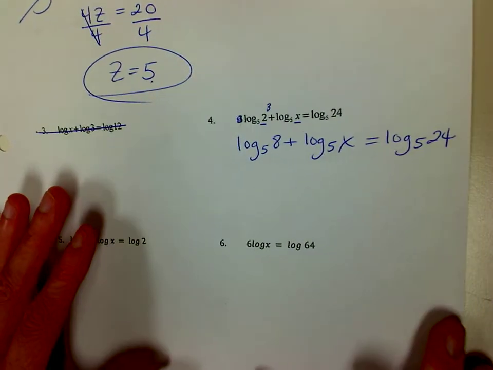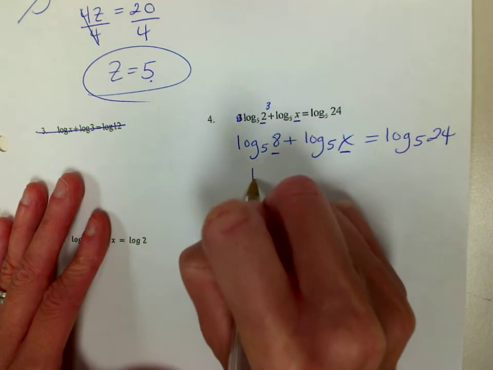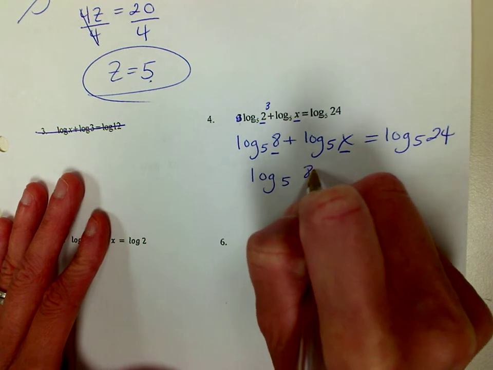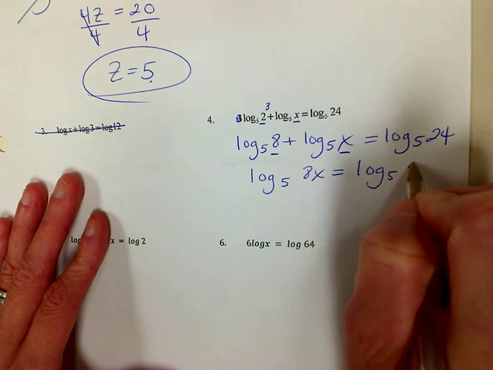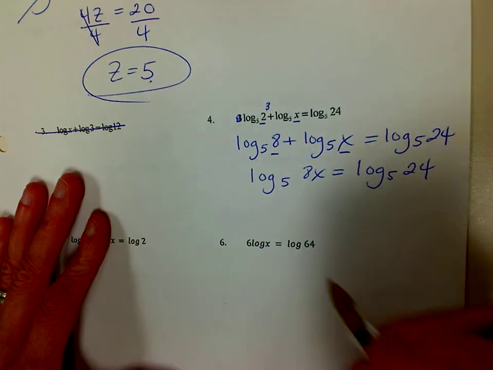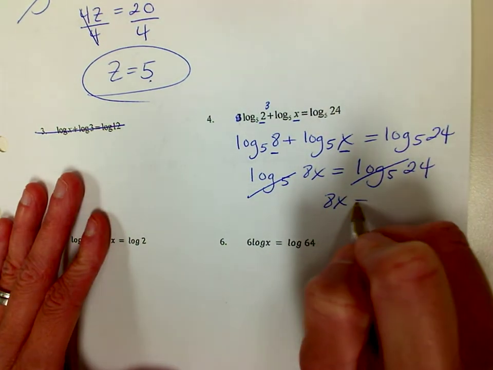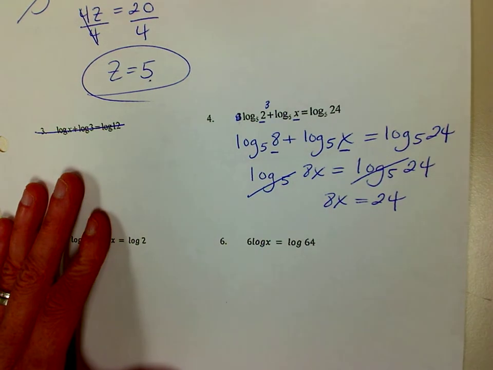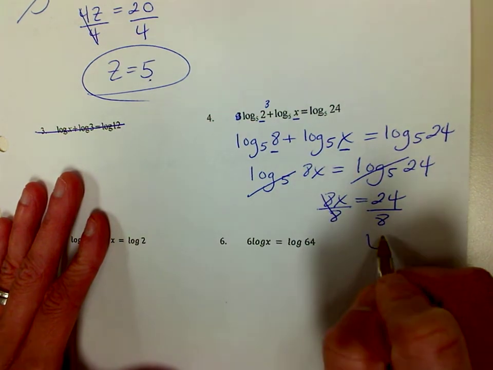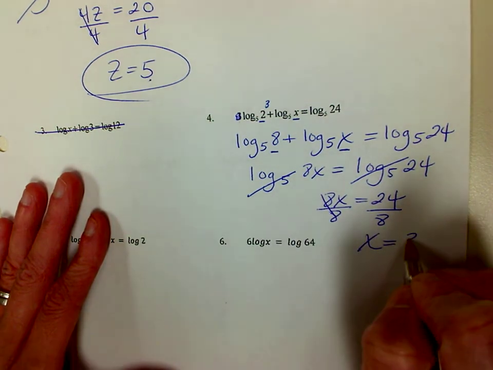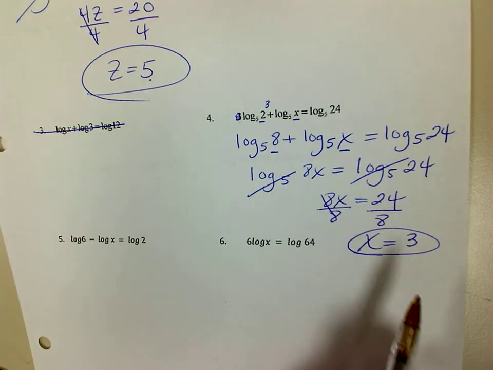All right, so then, like I said before, if you're adding, you're multiplying the two arguments together. So that becomes log base 5 of 8x, and then the right side is already condensed. Once each side is condensed, all you have to do is cancel the logs out, because you have one on each side. And then all you have to do is set your arguments equal to each other and then solve from there. So in this case, we divide by 8. So x equals 3. And since my answer is greater than 0, then I am good to go.